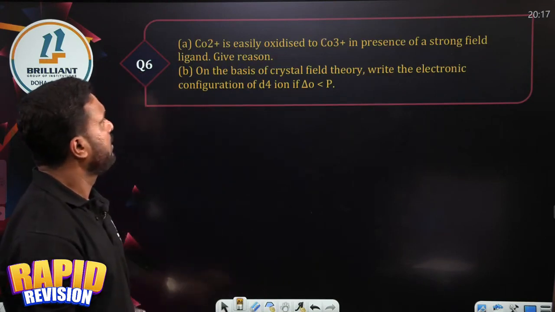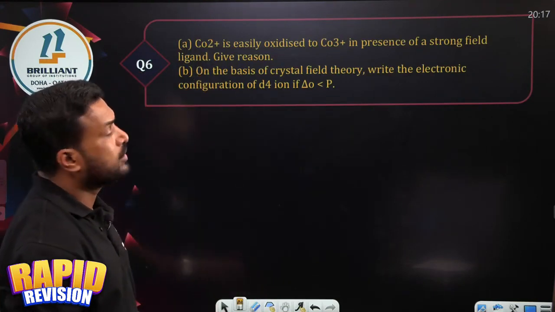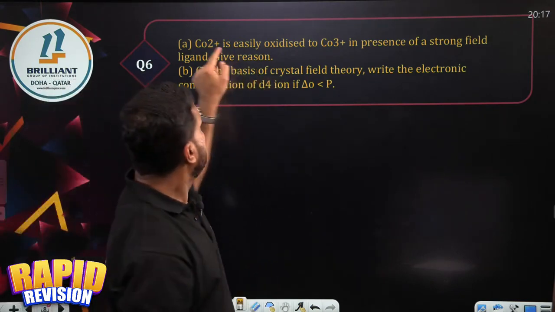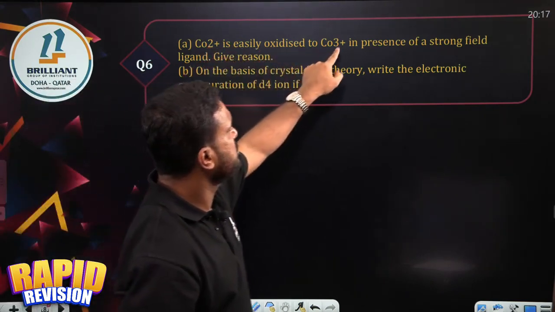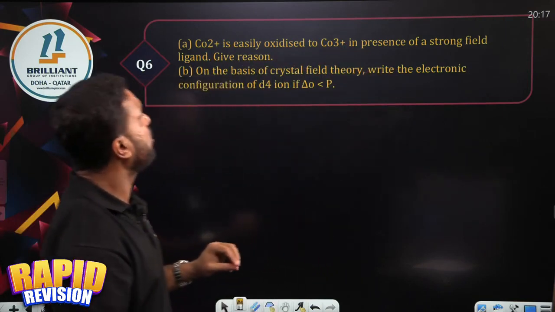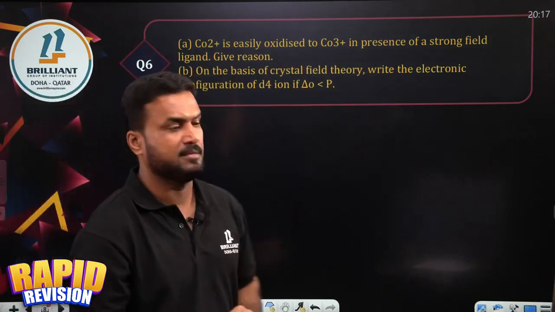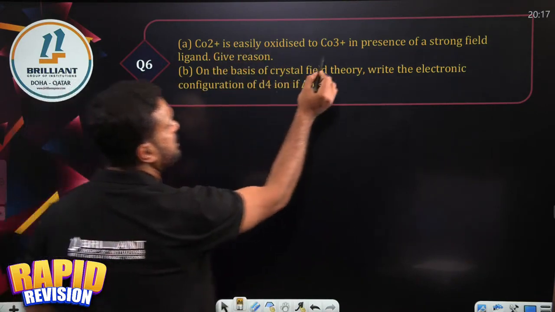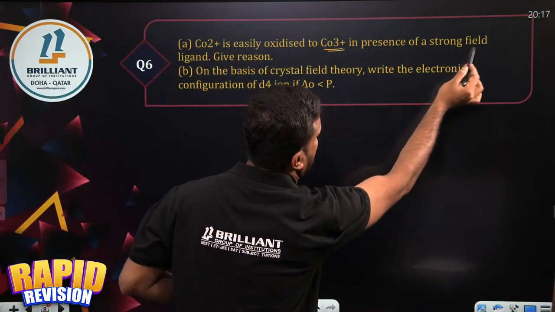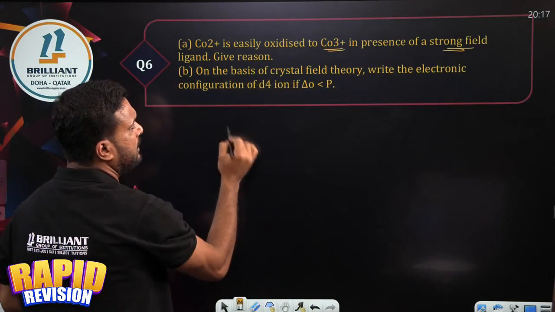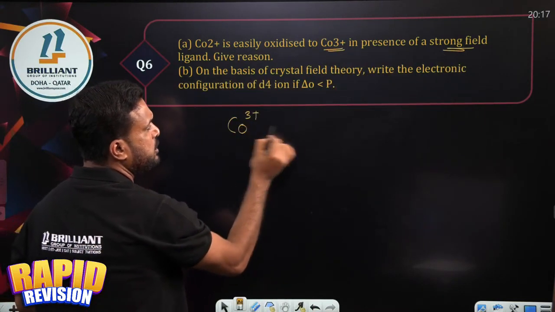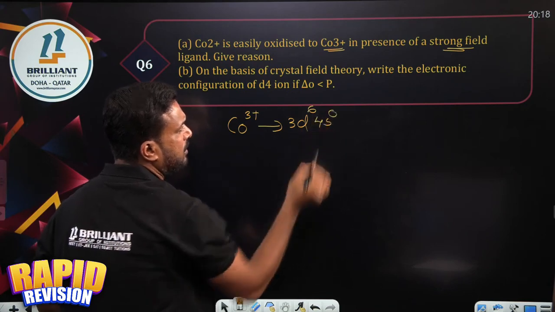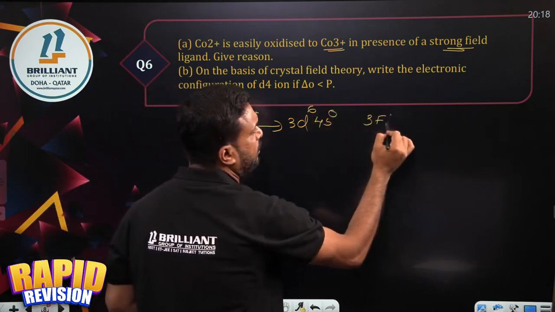Question number 6. These are again from the board paper. Co2+ is easily oxidized to Co3+ in the presence of a strong field ligand. Give reason. I told you Co3+ means what? Co3+ means the electronic configuration is 3d6 4s0. What about SFL, strong field ligand?